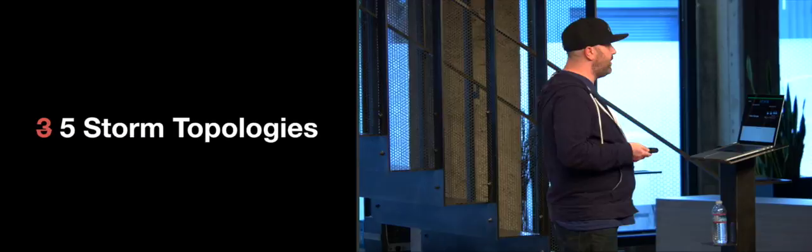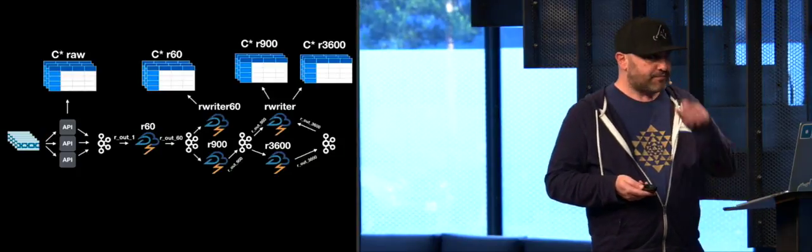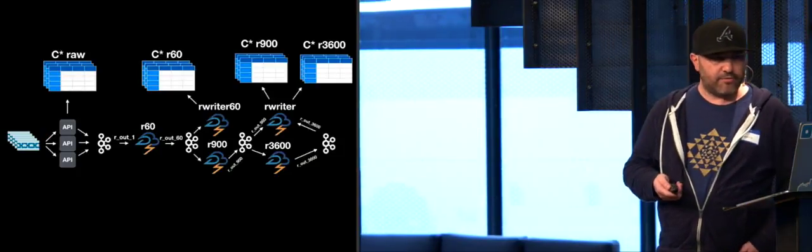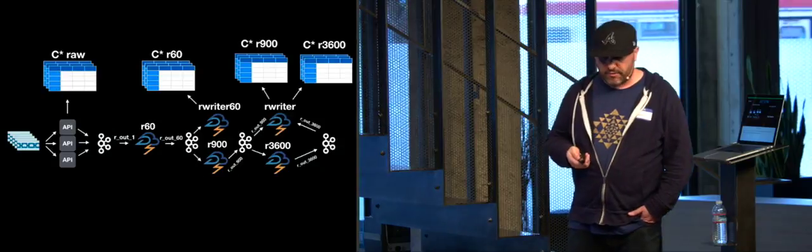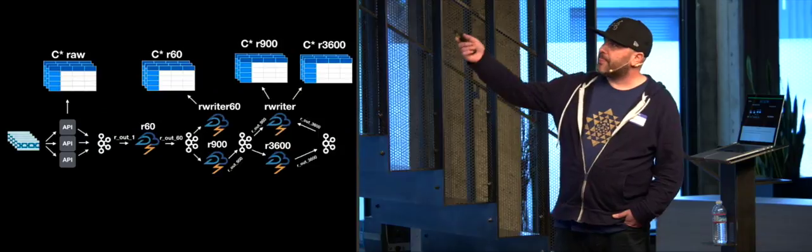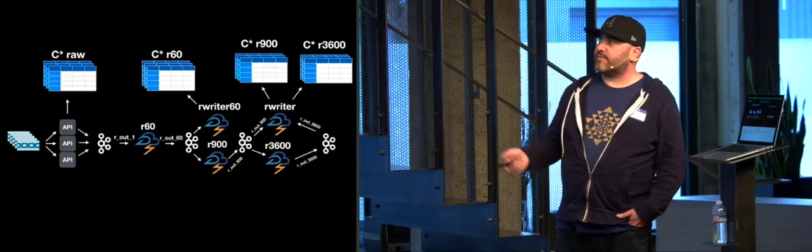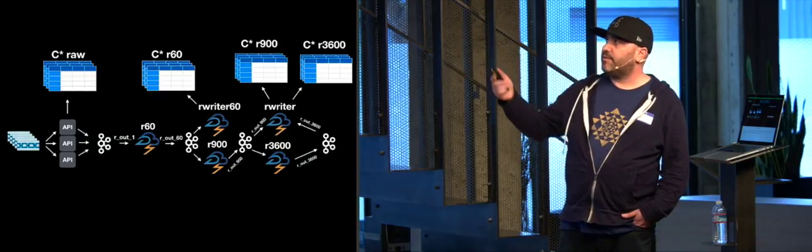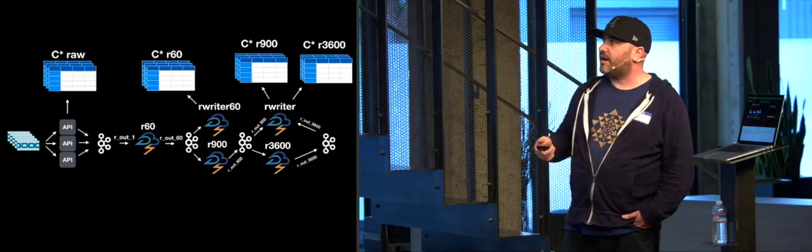We started with three, but it ended up being five, because even though conceptually we're doing three, as we were growing, we started to shard the Cassandra ring. We had four rings basically. So we have raw data, we have 1 minute aggregations, 15 minute and 1 hour.